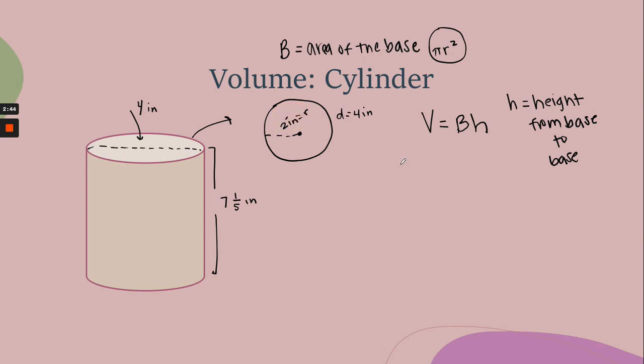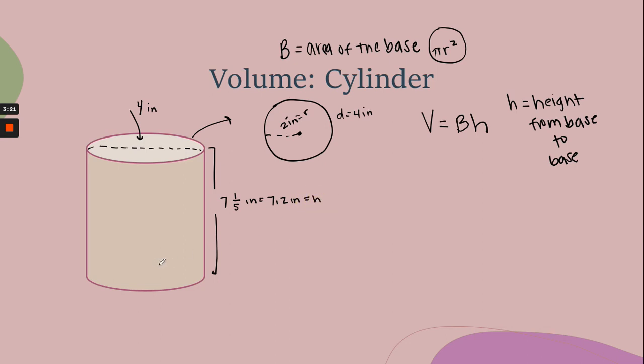Okay, that's important information. Then, 7 1/5. What does this represent? Well, this is from base to base. So this represents the height of my cylinder. A lot of students have trouble figuring out, well, what is 7 1/5 as a decimal? Well, to do that, I can just figure out what 1/5 is. 1 divided by 5 is 0.2 or 2/10. So 7 1/5 as a decimal would be 7.2 inches, which is my height.